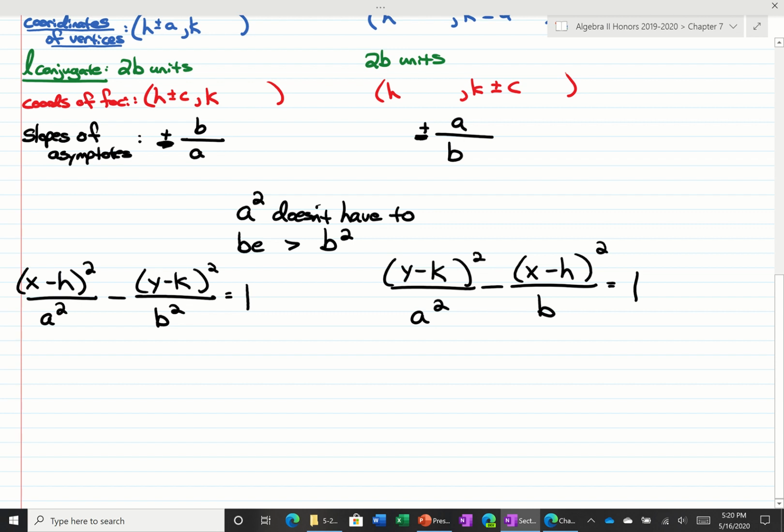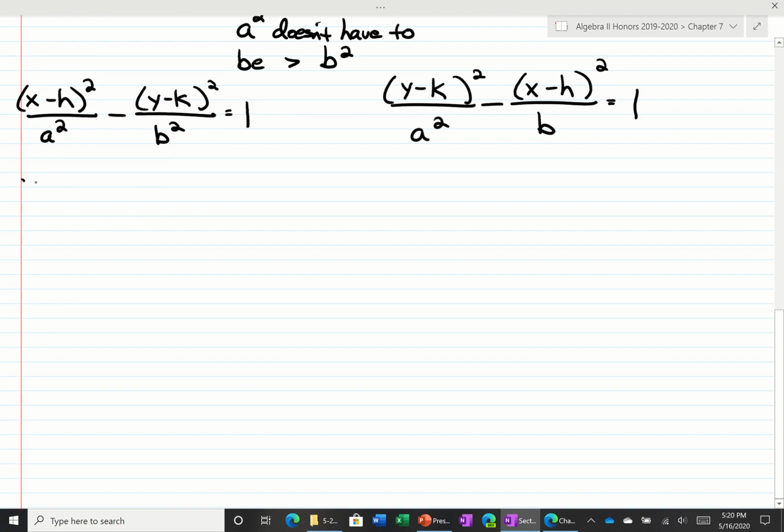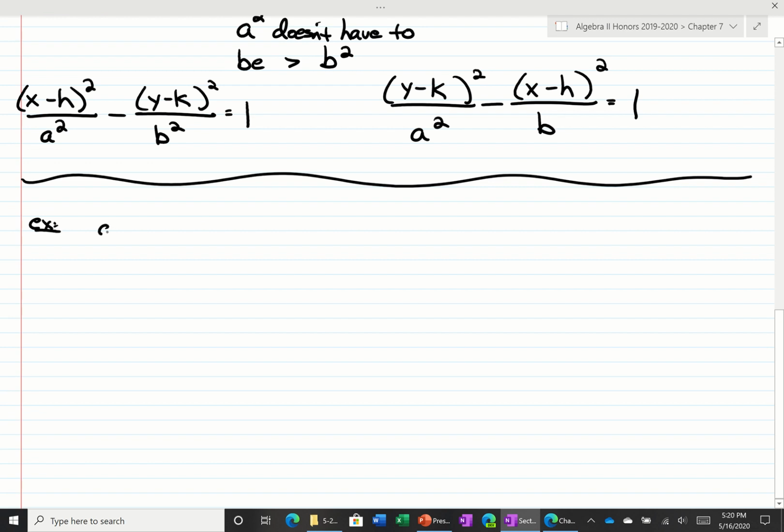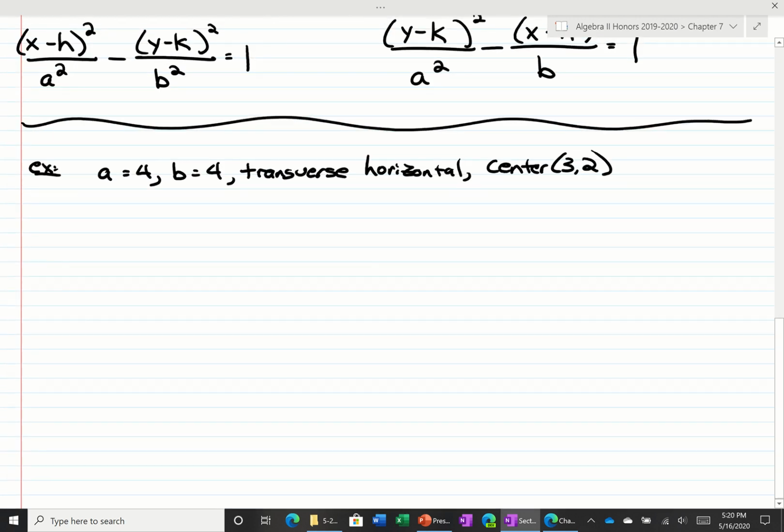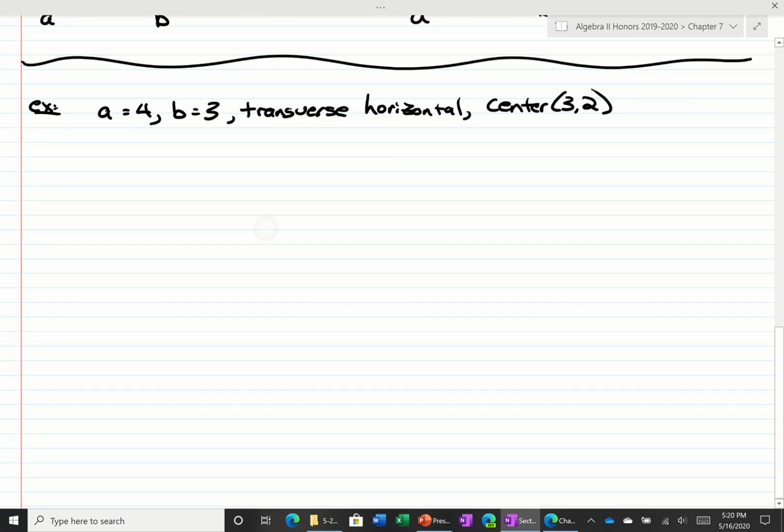All right, so I know we're talking about a lot of components here. Let's take a look at a few examples. Let's say that a is equal to 4, b is equal to 3, and we have a transverse that's horizontal, and the center is, let's say, (3, 2). Let's see, I think I said b is 3. Let's graph it, and let's find the components. So if the center is (3, 2), it's going to be right here, (3, 2). We know that the transverse is horizontal, which means our equation is going to look like this.